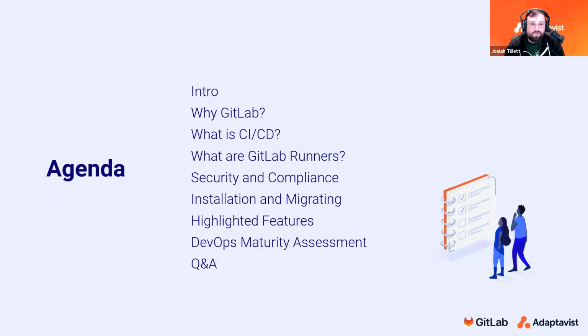We'll have Bart go over some of our highlighted features, and discuss some of the cool things that GitLab can do that I think you guys are going to really enjoy if you aren't already using them. And then finally, I'll cover the Adaptavist DevOps Maturity Assessment, which is a little quick sales thing we got to pitch to you before we get into our Q&A. Any questions you have, Bart and I will hopefully be able to answer them or point you in the right direction.